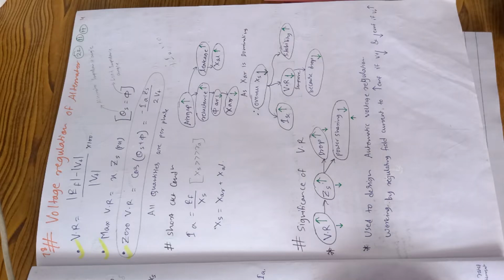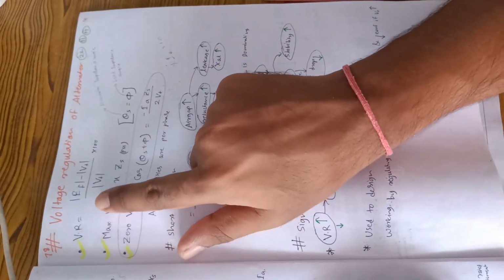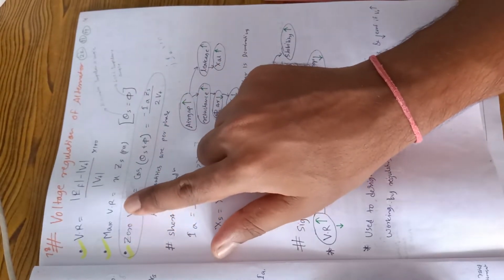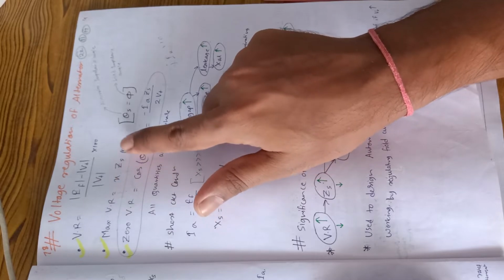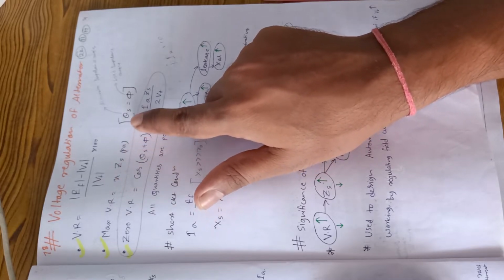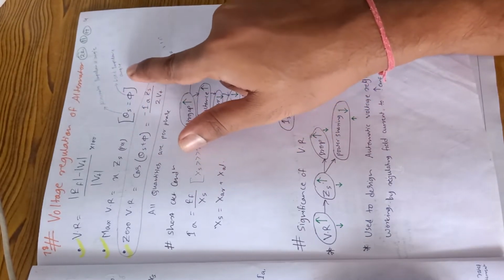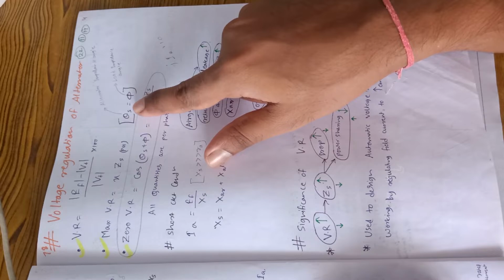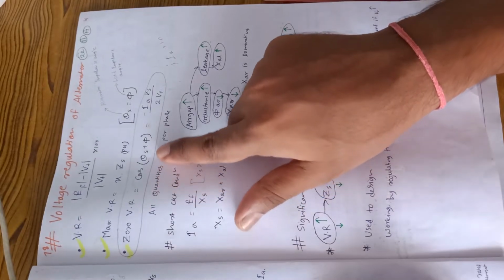In voltage regulation, we need to remember these three things. The formula for voltage regulation is no load minus full load upon full load into 100. The maximum voltage regulation is x into z pu. This maximum voltage regulation occurs only when theta s equals theta, where theta s is the alternator impedance angle and theta is the load impedance angle. And the formula for zero voltage regulation is very important for the GATE exam.